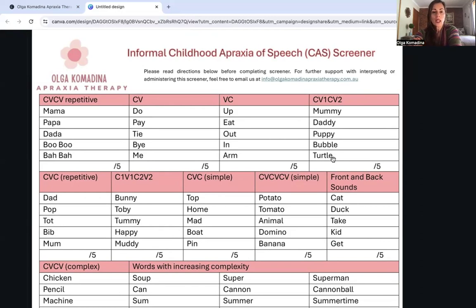So I'll just start with a question. What do you think is easier to say? Do you think mama or mum? So mama or mum? I know when I was first asked this question, when I was getting more into motor speech training for speech therapy, I thought, well, maybe mum, because mum is shorter.